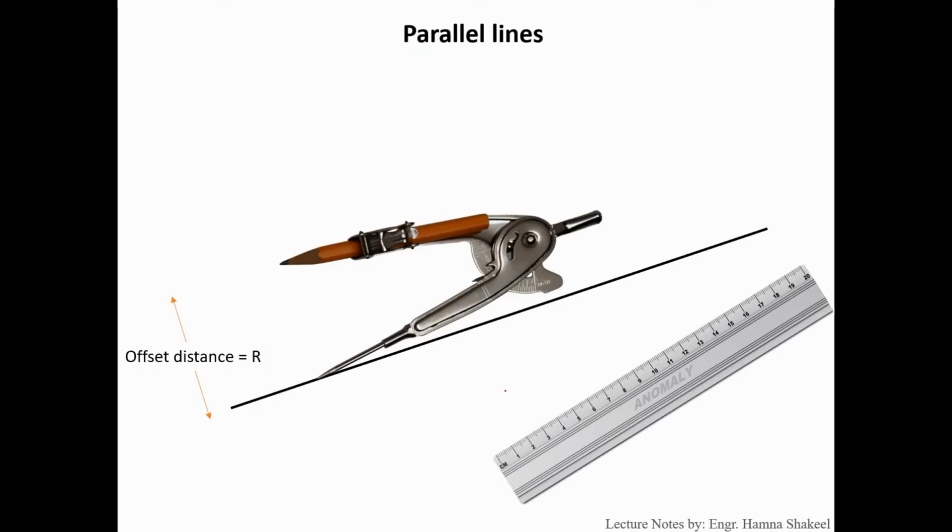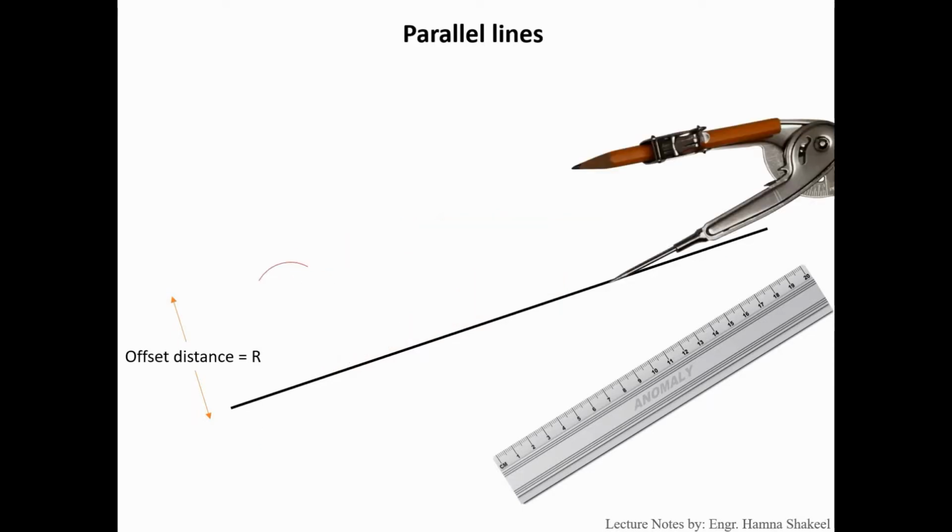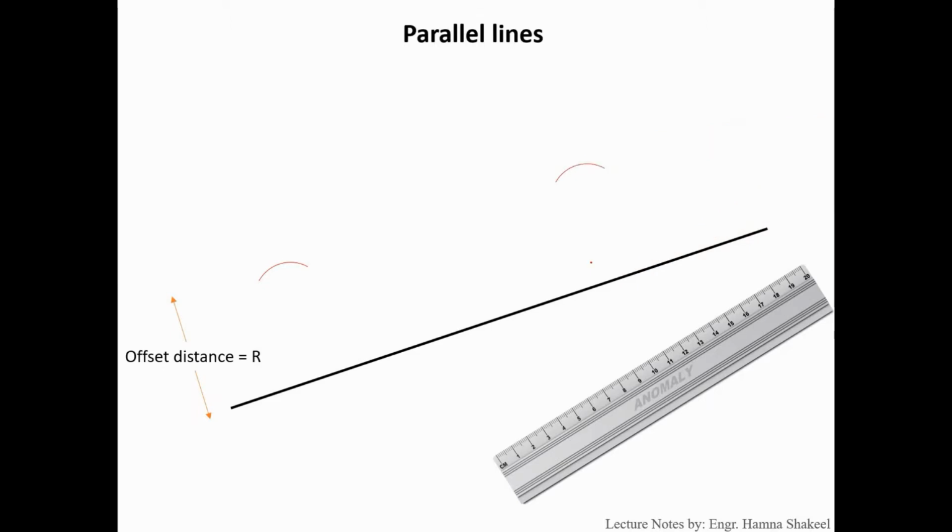Place your compass at any point on this line AB and draw an arc. Then take your compass with the same opening and place it at any other point on this line, and draw another arc. Once you have two arcs, join them with a ruler and this will give you a parallel line at an offset distance of R.